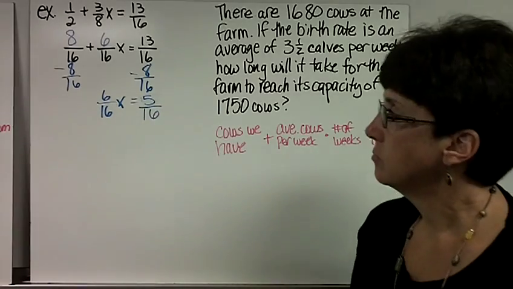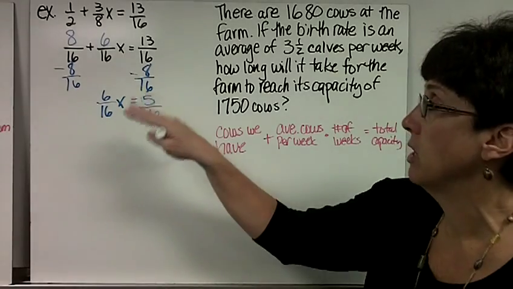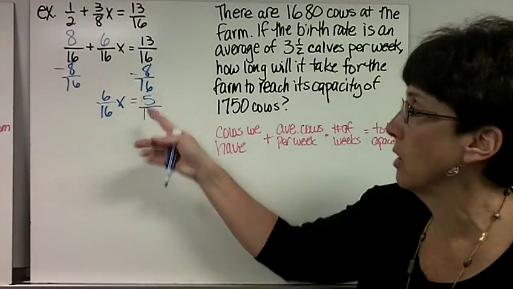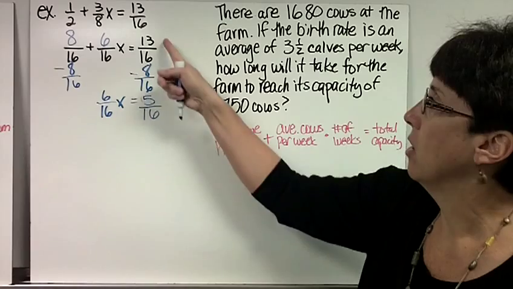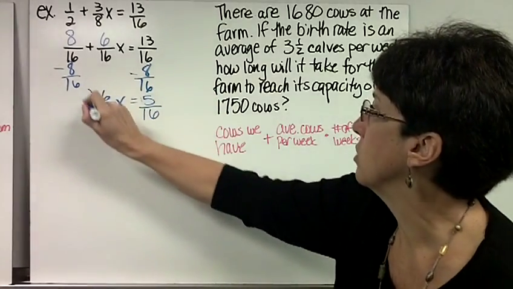16. So sometimes you make a mistake, but you just need to notice and fix it, okay? It's totally fine to make a mistake, but you have to pay attention like I just did. Oh, I made a mistake. All right, 13 take away 8 is 5. Now we multiply by the reciprocal.